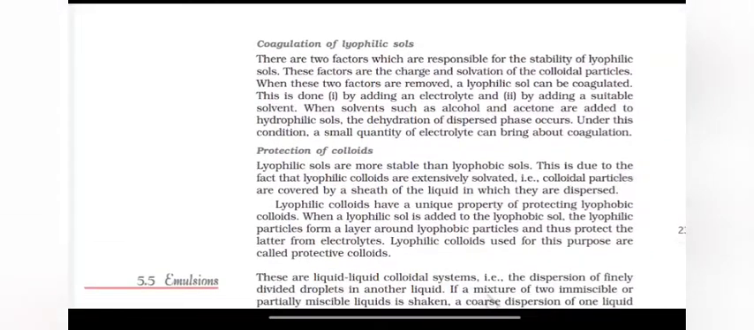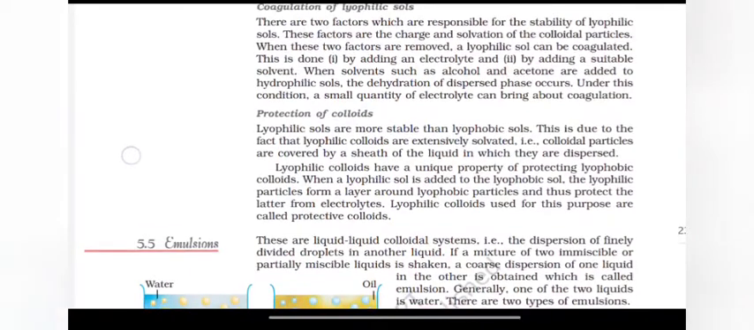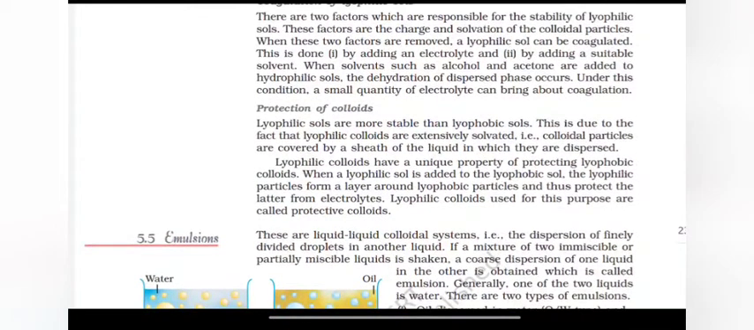Coagulation of lyophilic sols. There are two factors which are responsible for the stability of lyophilic sols. These factors are the charge and solvation of colloidal particles. When the two factors are removed, a lyophilic sol can be coagulated. This is done by adding an electrolyte and adding a suitable solvent. When solvents such as alcohol and acetone are added to hydrophilic sols, a dehydration of the dispersed phase occurs. Under this condition, a small quantity of electrolyte can bring about coagulation.